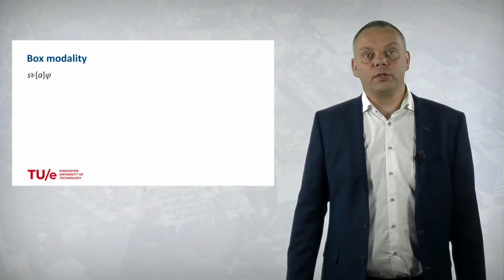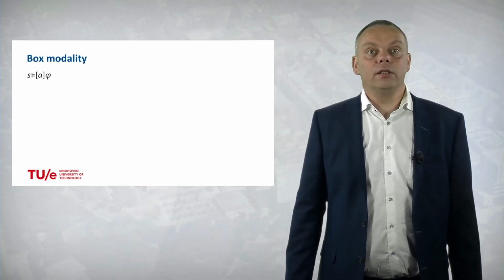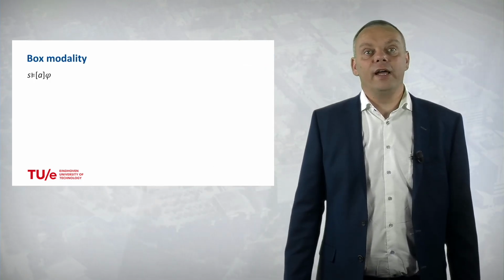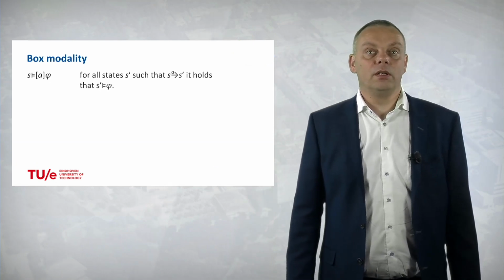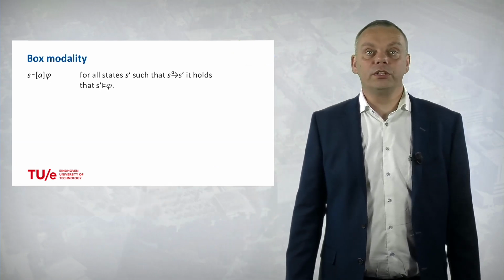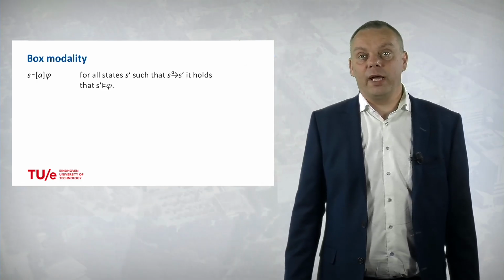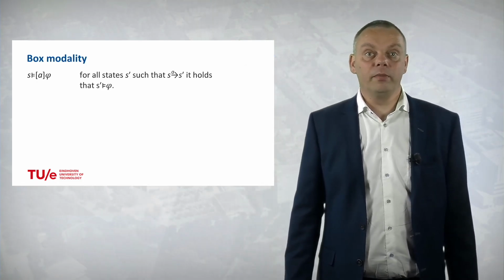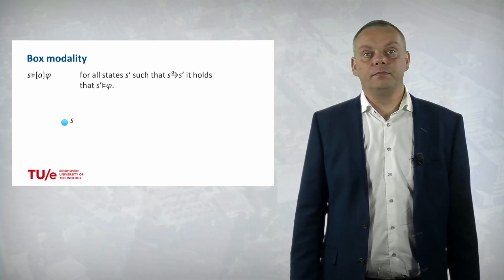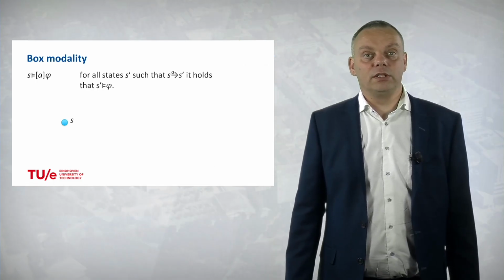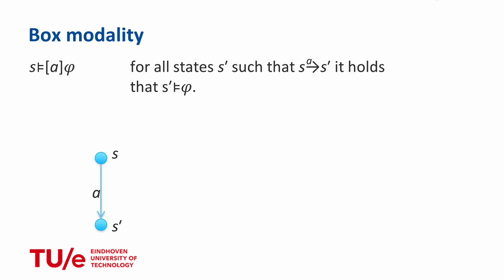So we can also look at the box modality. The box modality is valid in state S when for every A that you can do, phi holds afterwards. Or put in other words, for all states S prime, such that we go from S with an A step to S prime, phi should hold in S prime. So, expressed in a transition system, if we have a state S and we have only one outgoing transition A and phi holds after doing the A, then box A phi is valid.